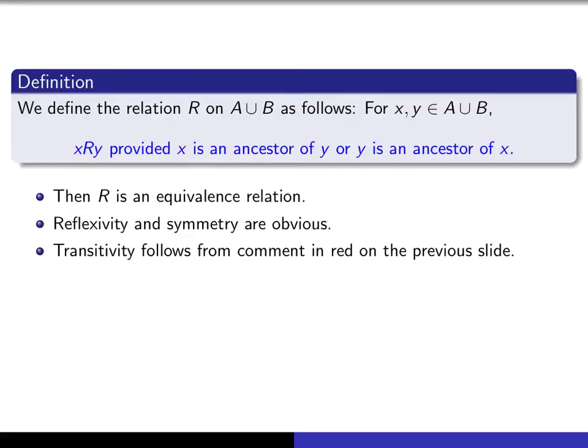The tricky one is the transitivity, but that follows from the comment I made on the previous slide, which says that if Z1 and Z2 are both ancestors of W, then either Z1 is an ancestor of Z2 or Z2 is an ancestor of Z1. That's exactly what you need in order to prove transitivity.